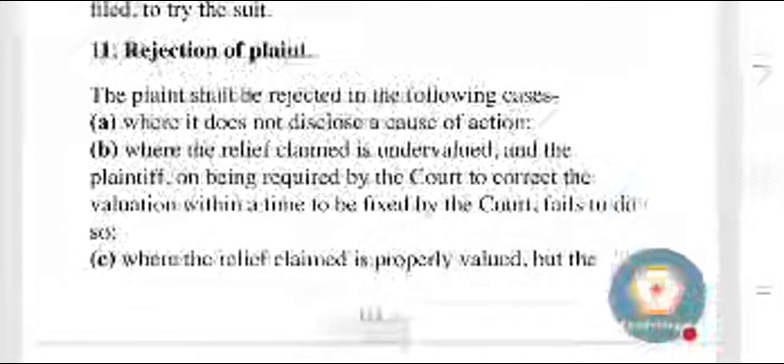Okay, now coming to the next rule, that is Order 7 Rule 11, very very important, please bear with me. That is, the plaint shall be rejected in the following cases. What are the grounds on which a plaint can be rejected? A, where it does not disclose a cause of action. First of all, a plaint which does not disclose a cause of action shall be rejected. Okay, it shall be rejected.